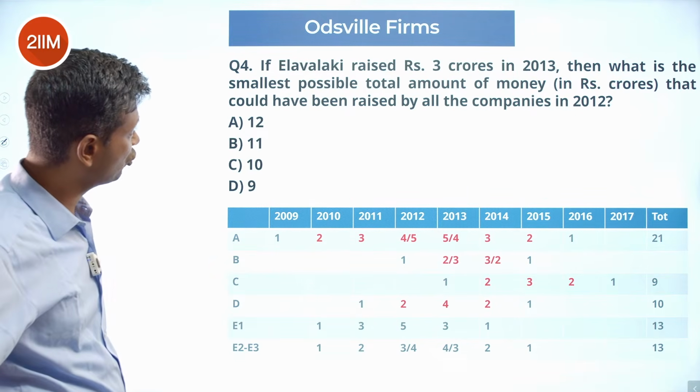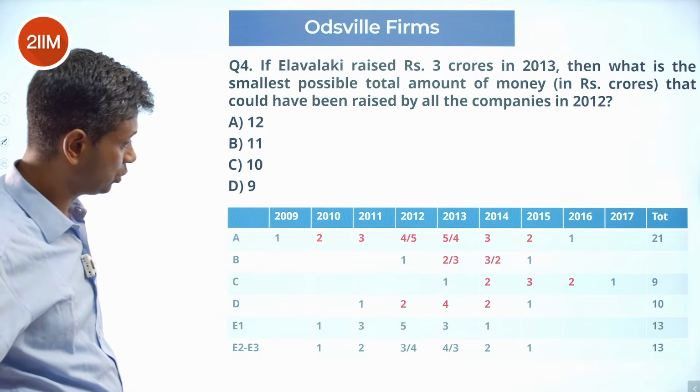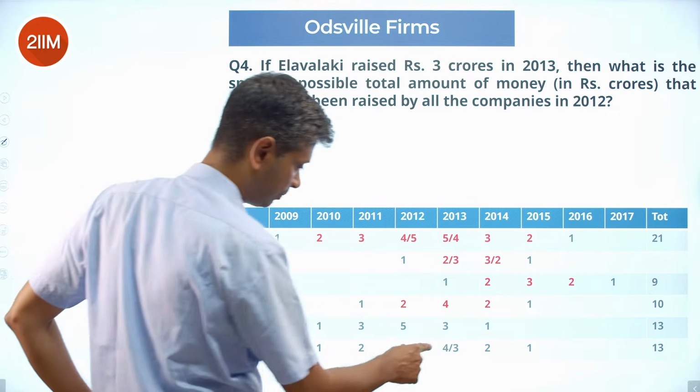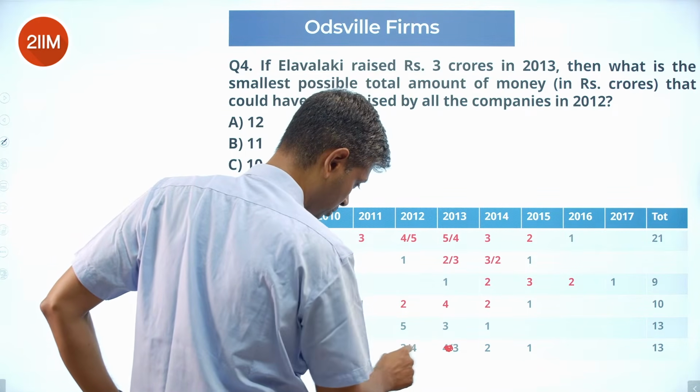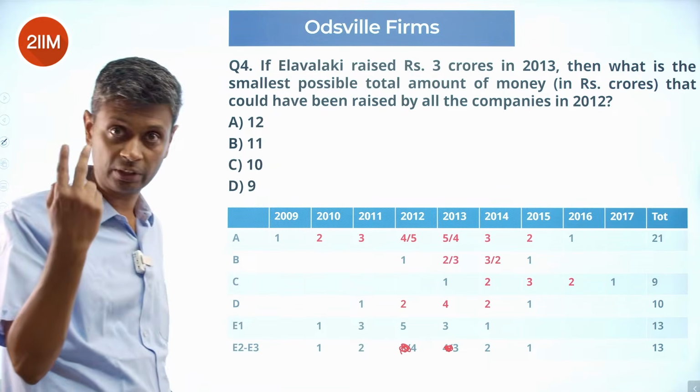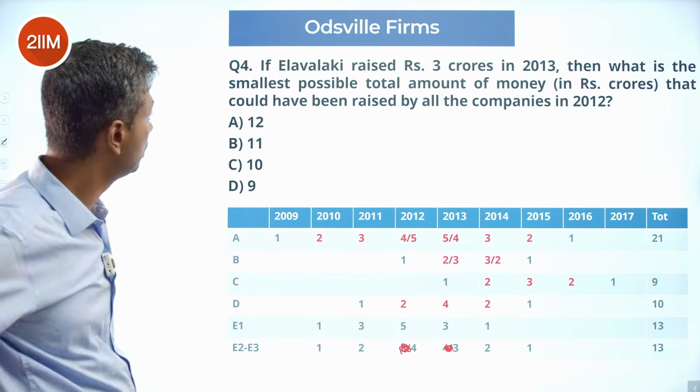If Yelavalaki raised 3 crores in 2013, 3 crores. Okay, so it could have been this being 3, this being 4. Either this or this. Both are possible.